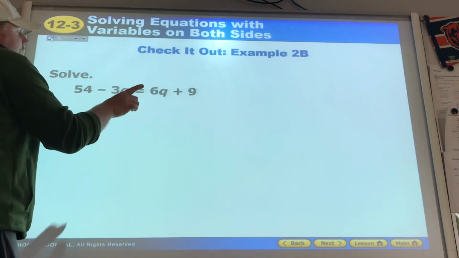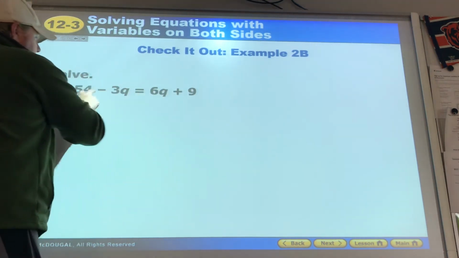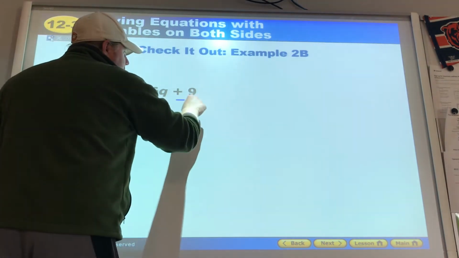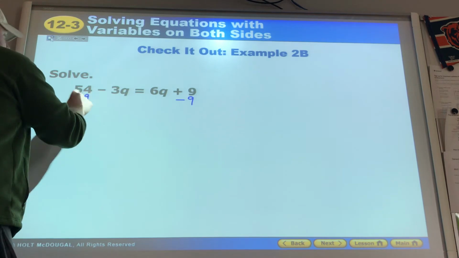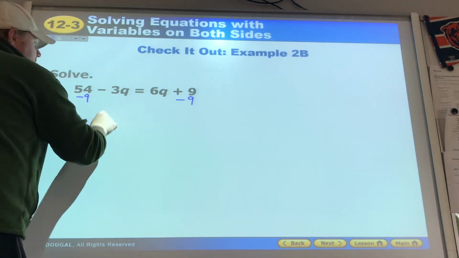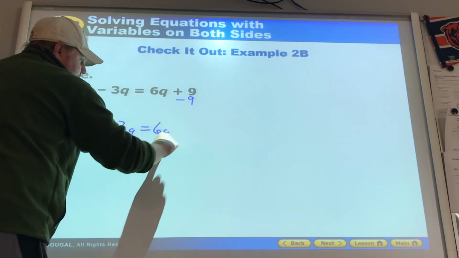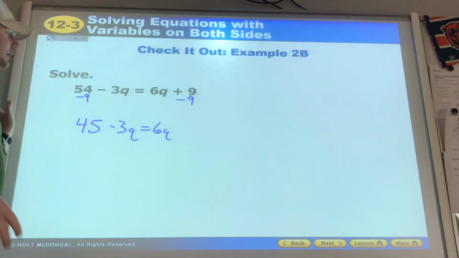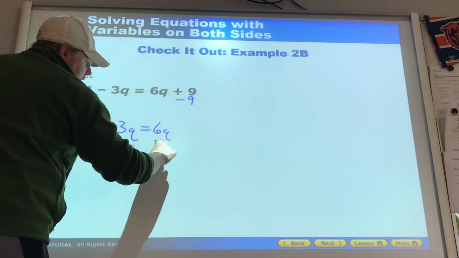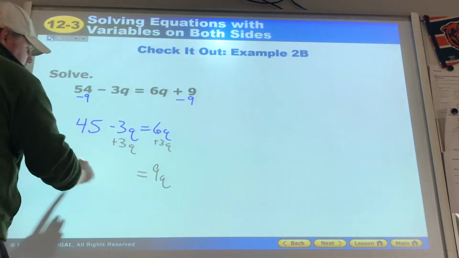All right. So, here we have 2 again. Now remember how last time I said you could have done the numbers without variables first? That works. We'll show you now. I'm going to subtract 9, subtract 9. 54 minus 9 is 45 minus 3q equals 6q. Now, getting these together. Add 3Q, add 3Q, 9Q equals 45.